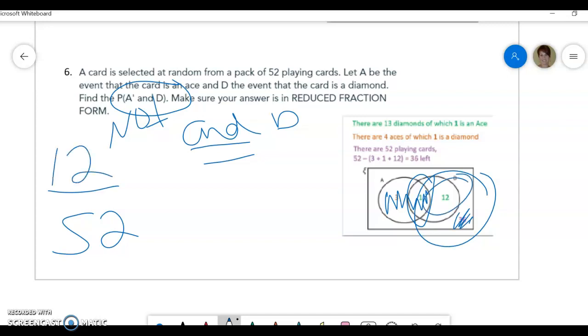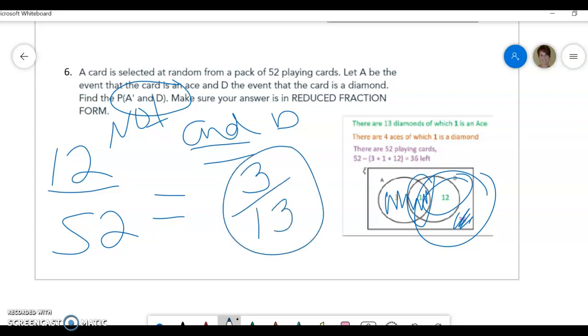So there are 12 cards in a deck that are diamonds but not an ace. And so now when I divide both the top and bottom by 4, I get 12 divided by 4 is 3, and 52 divided by 4 is 13. So hopefully you put those in your pod correctly, and hopefully this helps a little bit.